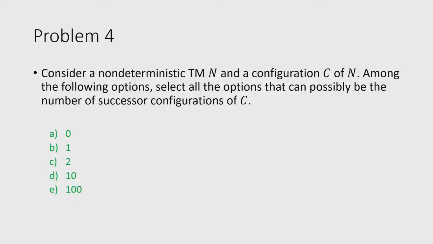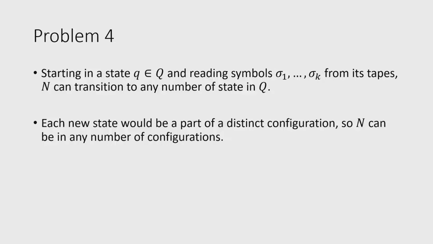The answer to this problem is all of these, and this is because of the following reason. Starting in a state q in capital Q and reading symbols sigma 1 to sigma k from its tapes, N can transition to any number of states in Q because it is a non-deterministic Turing machine.